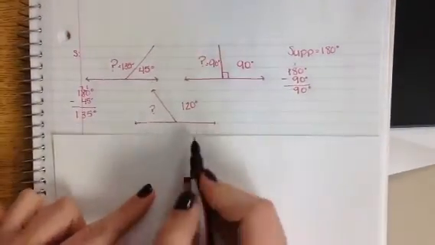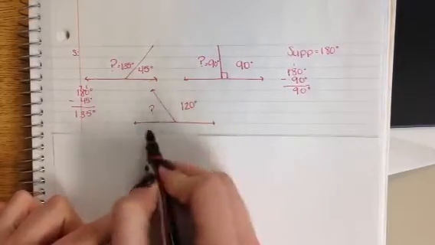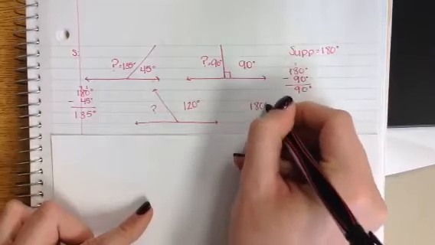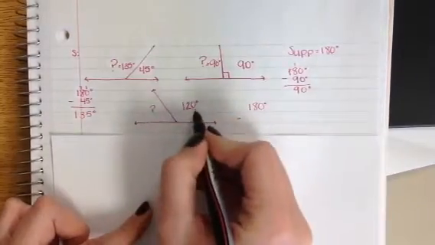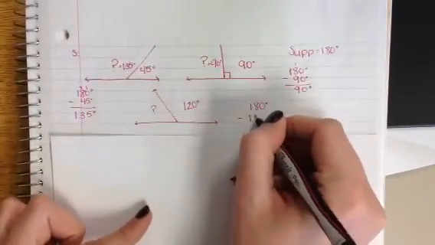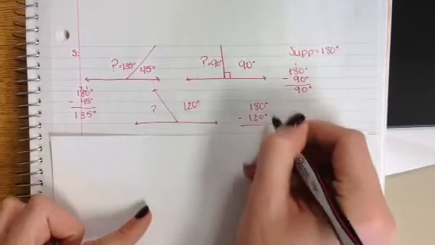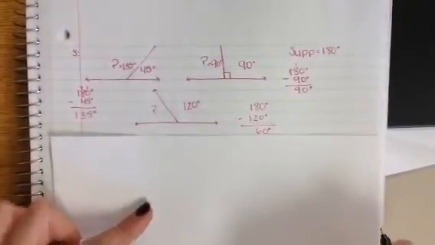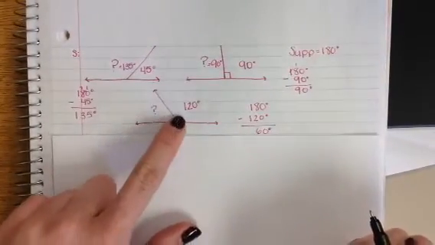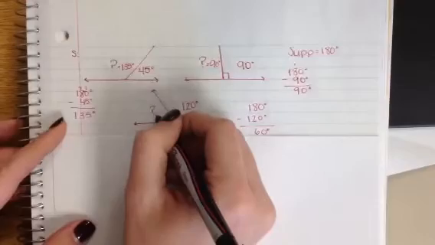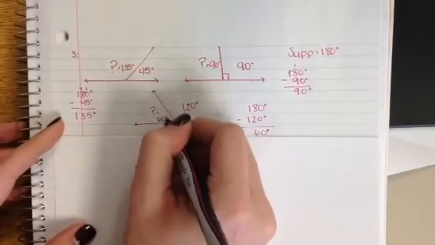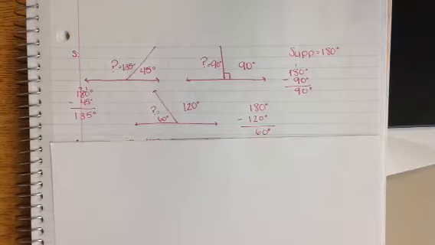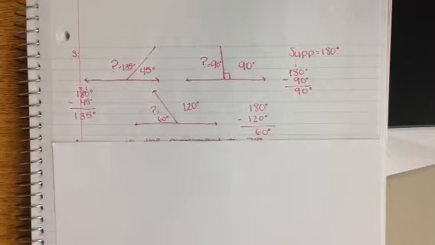All right. And the last one, supplementary, it's 180 degrees. So 180 degrees minus what they gave me, which was 120 degrees, and that leaves me with 60 degrees. So the supplement to 120 is 60 degrees. Get all of that copied down. Press play when you're ready to begin again.